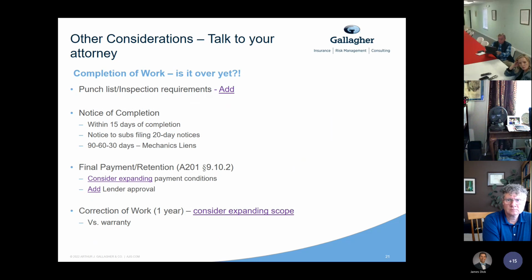The next one I wanted to go really quick is just completion of work. So I know a lot of the contract we talked about pre-development, during construction, make sure everything's covered. But once the work is completed, you want to make sure that you still have some protections. A really common one that needs to be added into AIA agreements is to make sure that you have the right to do inspections before they issue a notice of completion, or that you have the right to put a punch list together to require them to do certain repairs or additional work before that notice of completion is issued.